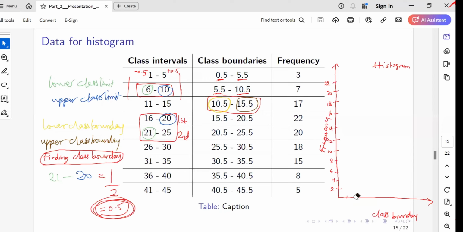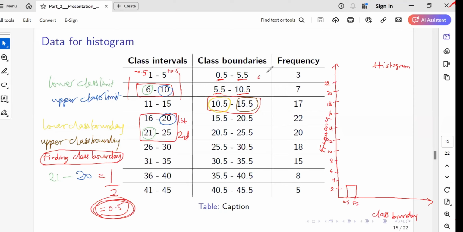Okay, so I'm going to start. The first boundary is 0.5 to 5.5. The frequency is 3. So from here, here, and then here, and I have my first bar for this one.